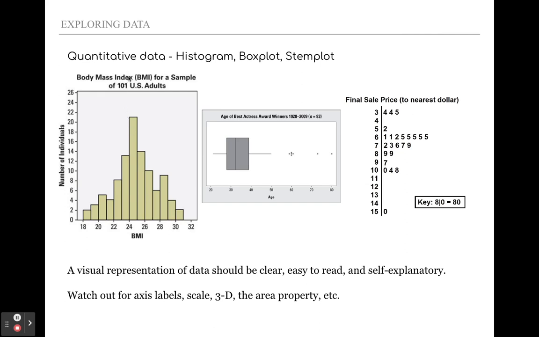Here's the sample size. We've got a title. This is actually a well laid out graph here. This is a good histogram. Well done, whoever made this histogram. You've got the title. The axes are labeled. The y-axis starts at 0, which I like.